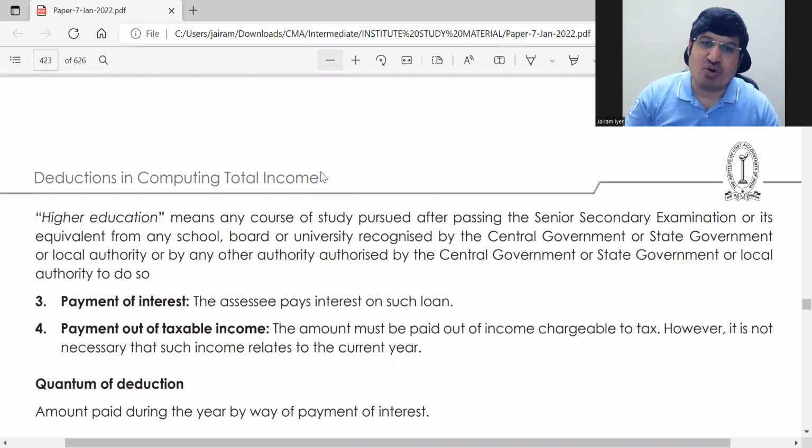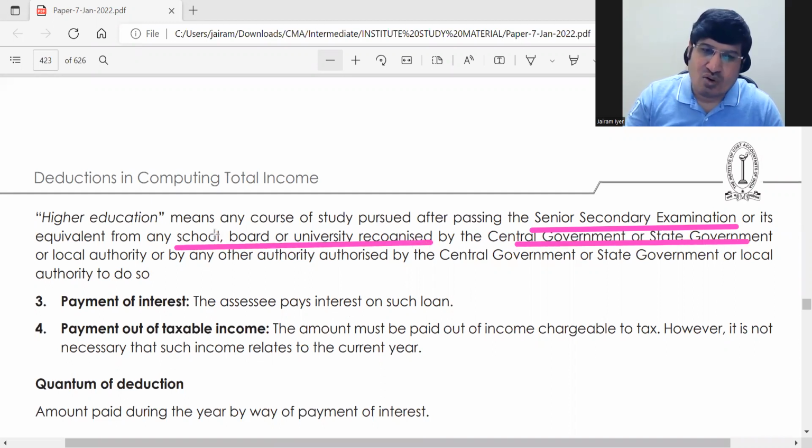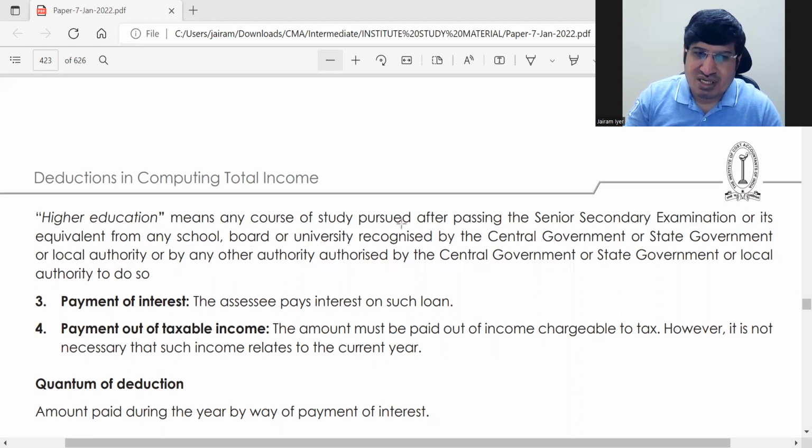Higher education is very simple: any education above 12th. Any education done after the senior secondary examination, that is 12th, is considered higher education. You can do it from any school, board or university, but it should be recognized by the Central Government, State Government, local authority, or any other authority authorized by them. So the basic thing to see is what is higher education: education after 12th.